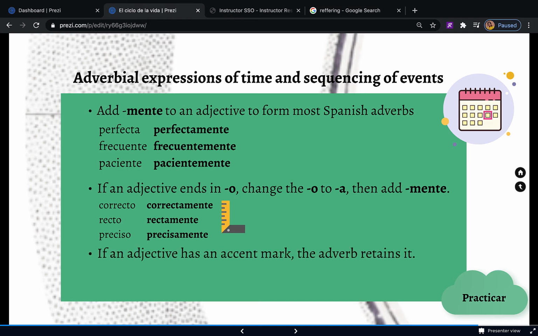And what happens if there's an accent mark in your adjective? Well, the adverb retains it. Easy. Easy, right? Fácil. Easily. Fácilmente.